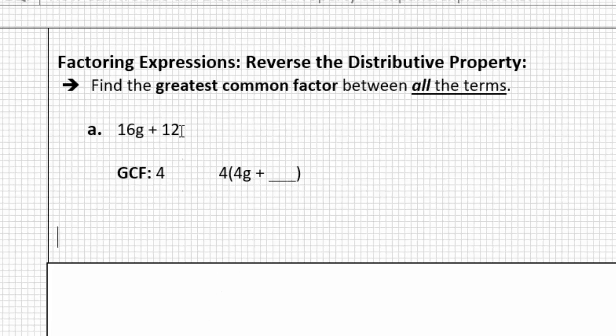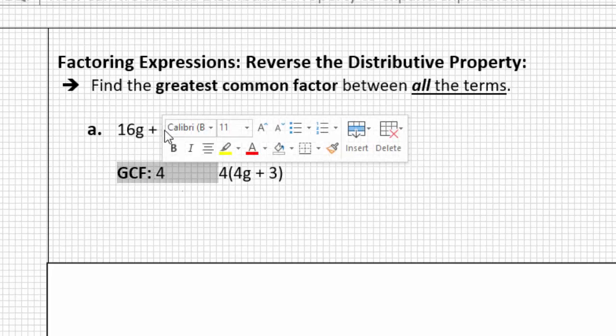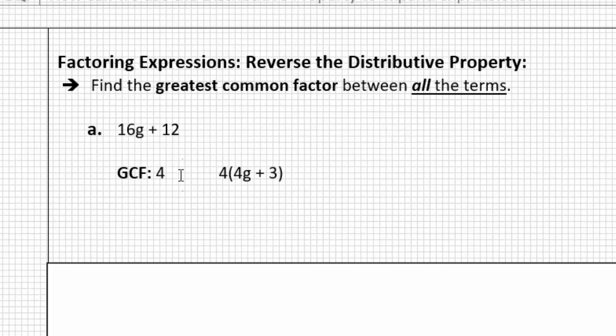Alright, and what about plus 12? This constant positive 12. Well, you can notice that I kept the plus sign, the addition sign here. So now we just need to fill in what times 4 equals 12. If you said 3, I'd agree with you. So now we've taken the expression 16g plus 12, and knowing that the greatest common factor between those two terms is 4, we rewrote it as an equivalent expression going in the opposite way. Alright, let's try the next one.